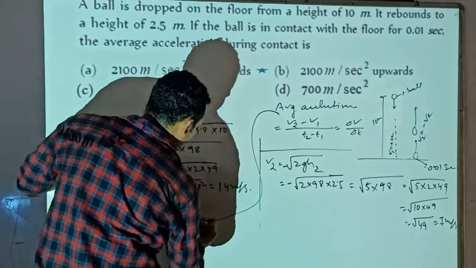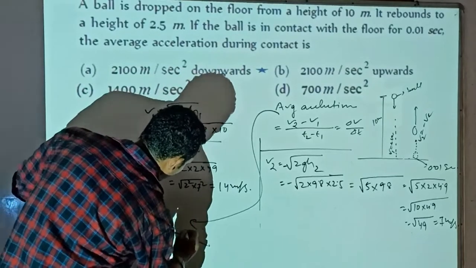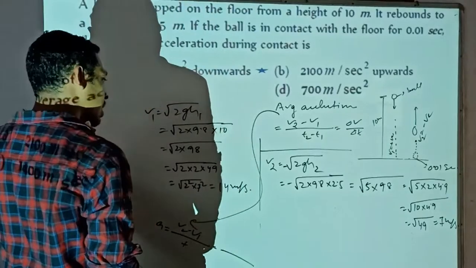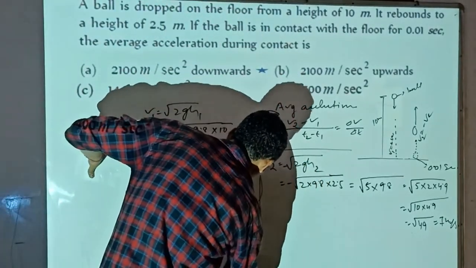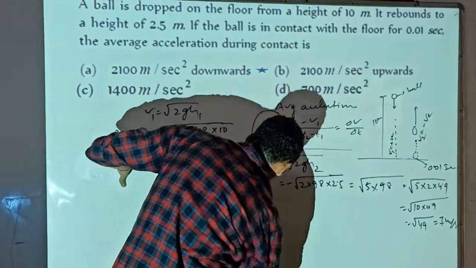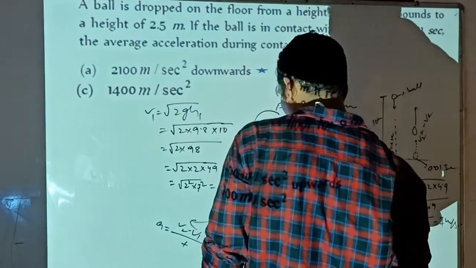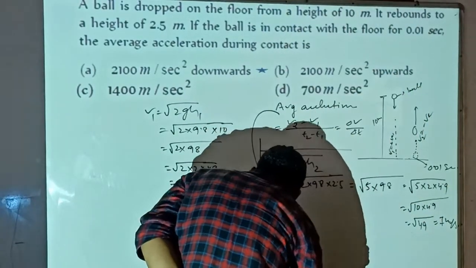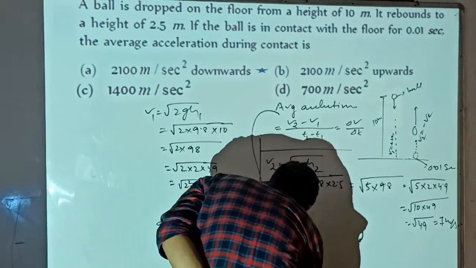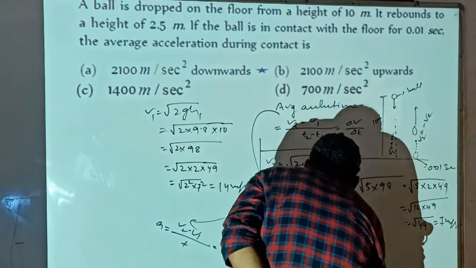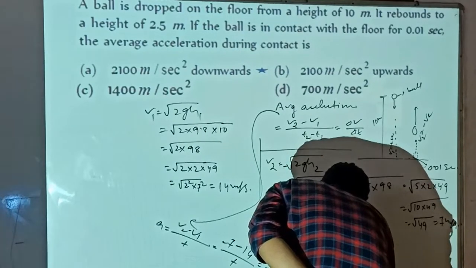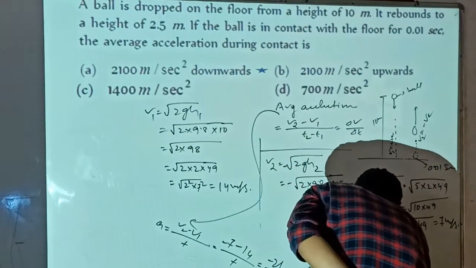For average acceleration, the formula is given by a is equal to v2 minus v1 divided by t. So v2, we are taking it negative, so negative 7 minus 14 divided by t. So your del v is equal to minus 21 divided by time. That is, time is given as 0.01. Okay, or you can write minus 21 into 10 to the power 2. That will be minus 2100 meter.